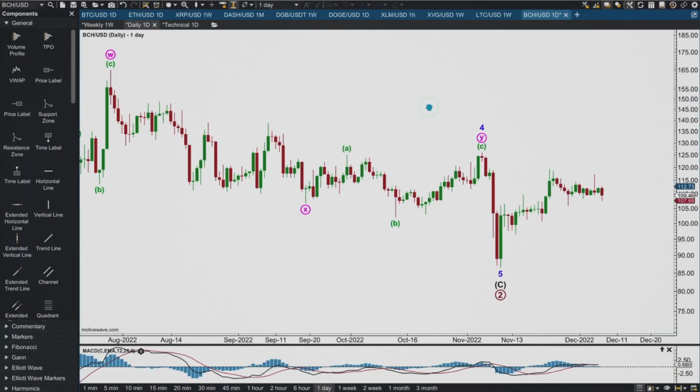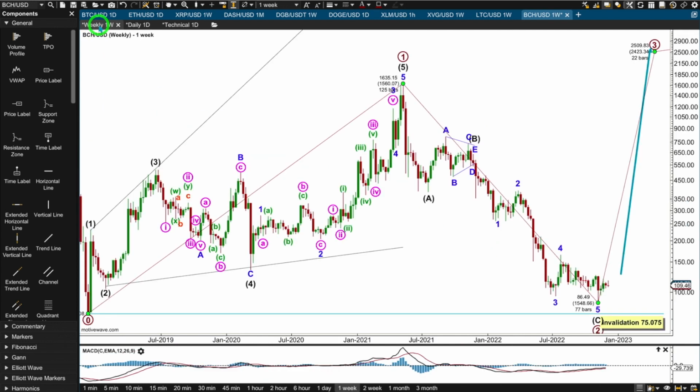I think for this one, it's probably 60 to 70% likely that this low may be sustained, but it certainly could move lower, and if it does, the invalidation point for the Elliott wave count is 75.075. So for Bitcoin Cash, the Elliott wave analysis does not expect a new low below that point. I need to move that down there.